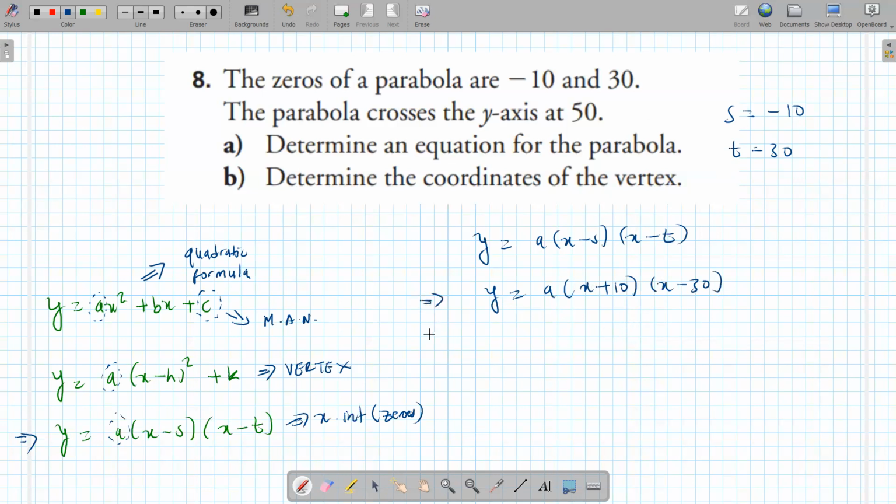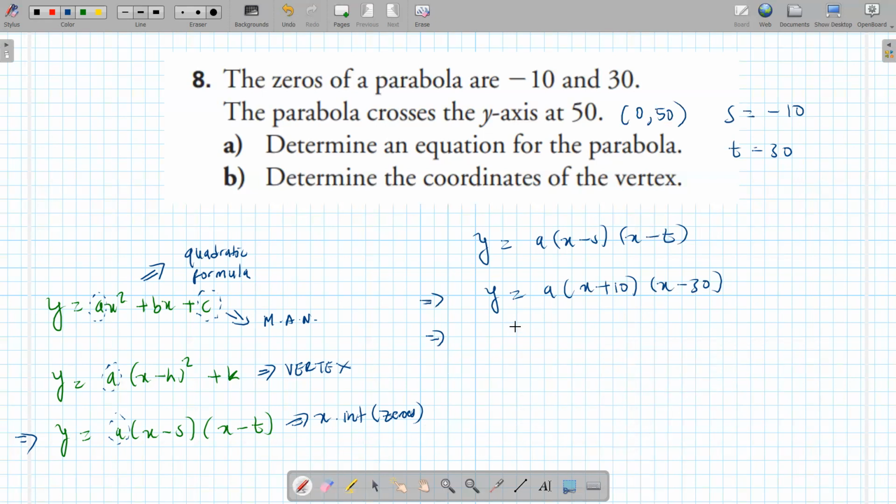We need to find the a value. They have given us another piece of information, which is the y-intercept. Y-intercept happens when the x value is 0. So they've actually given us a coordinate of (0, 50), okay? It crosses the y-axis at 50, means it's the y-intercept, and we know, it doesn't matter what the function is, at the y-intercept, the x value will always be 0, okay? So that's a coordinate that they've given us.